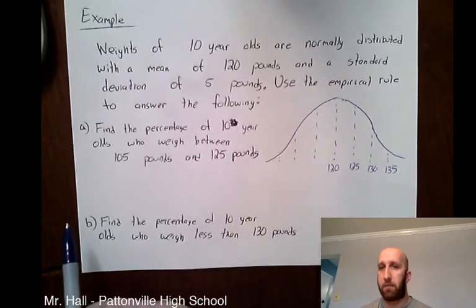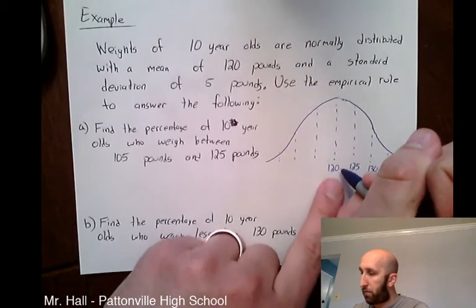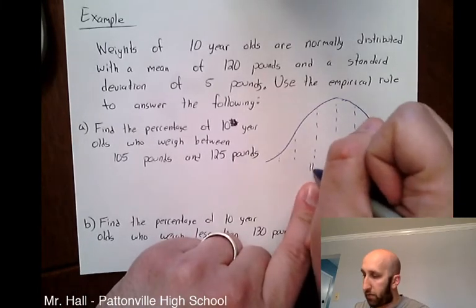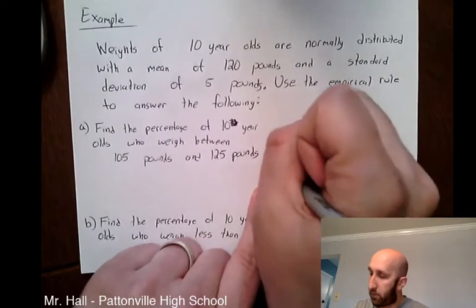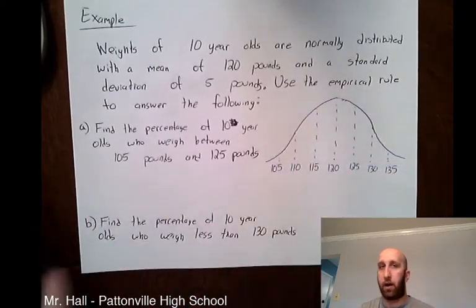I'm going to do the same thing, but I'm going to go below. So if I'm at 120, subtract 5 takes me to 115. Subtract another 5 takes me to 110. Subtract another 5, that takes me to 105.